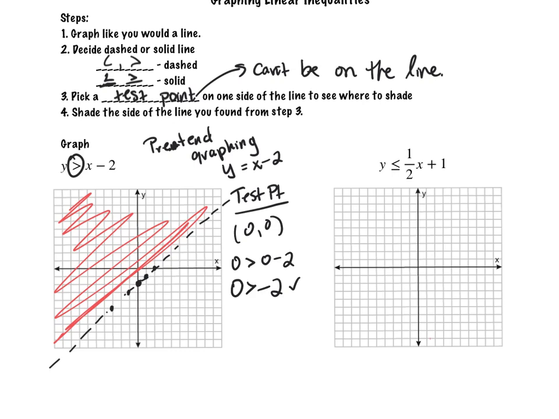So if I look at the next one, y is less than or equal to 1/2 x plus 1. Where should I start when I graph this one? Let's just start at plus 1. What's my slope? 1/2. Okay, so I kind of end up with those points. Do I have a solid line or a dashed line? Solid line because I have less than or equal to.